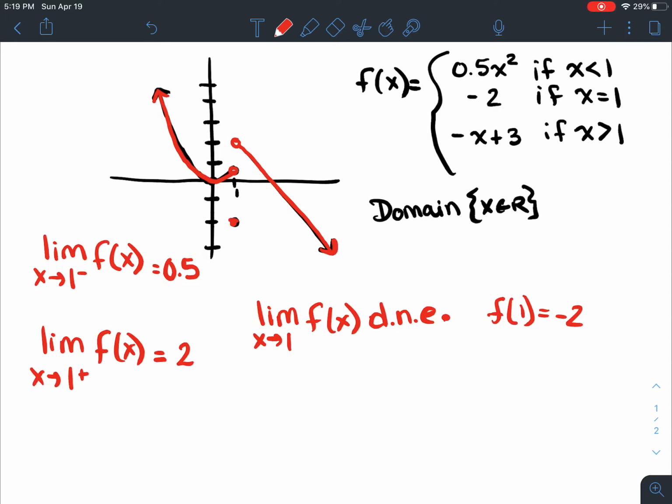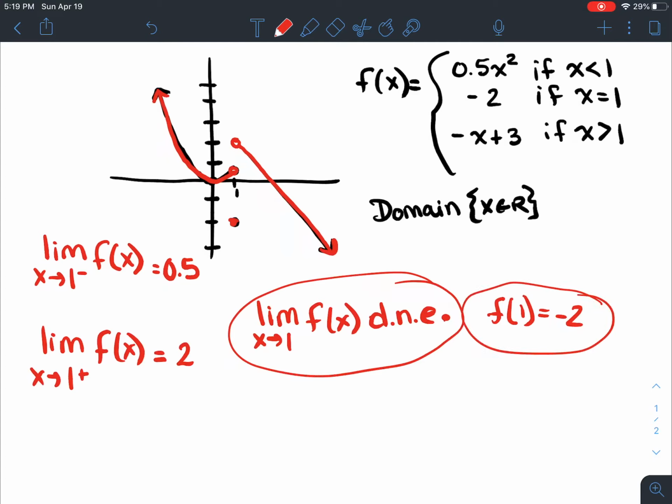Oh yeah, so is this a continuous function? Well, to be continuous, the left and the right hand limits have to be the same. The limit has to exist, which it doesn't. And the limit actually has to be equal to the y value at that x value, which it's not. So therefore, the function is not continuous. It's actually a type of discontinuity called jump discontinuity.